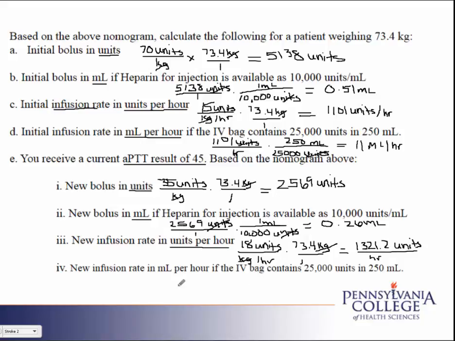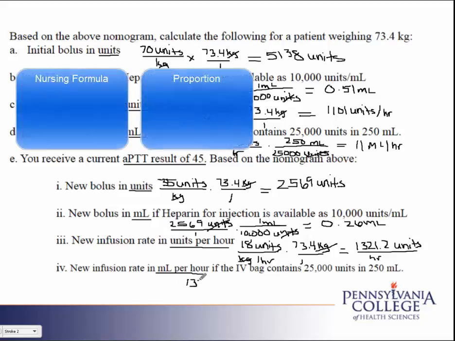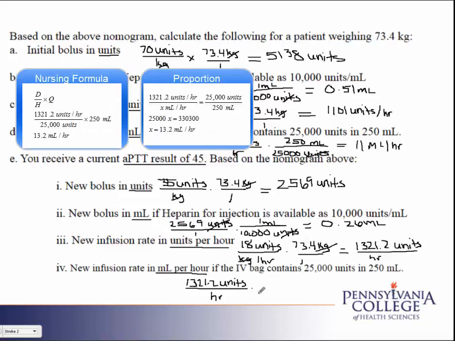Last part of the problem is to find the new infusion rate in milliliters per hour. So I'm going to take my answer from the previous part and convert it over to milliliters using what is available in my IV bag. When I set this up with dimensional analysis, I want my labels to cancel. But here again, you could set this up using any of the methods. So you could use the nursing formula, or you can use the proportion, and both of those will give you the exact same answer. Units will cancel, and I'll have my answer in milliliters per hour.